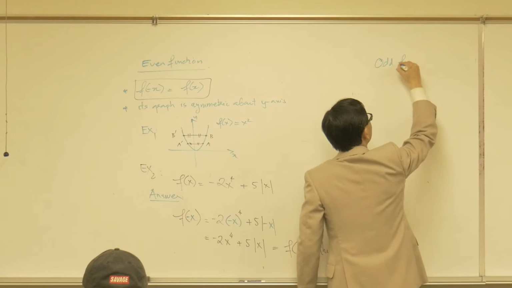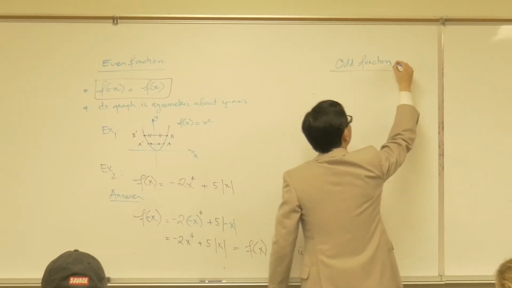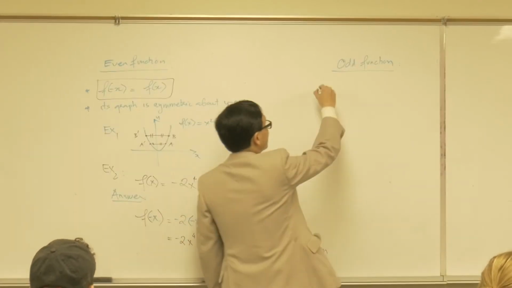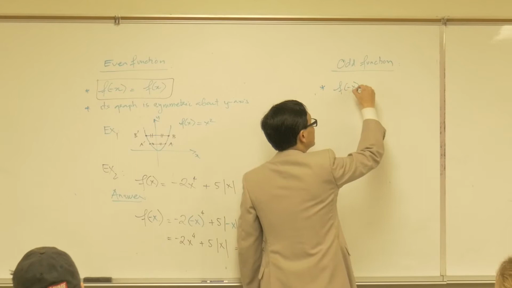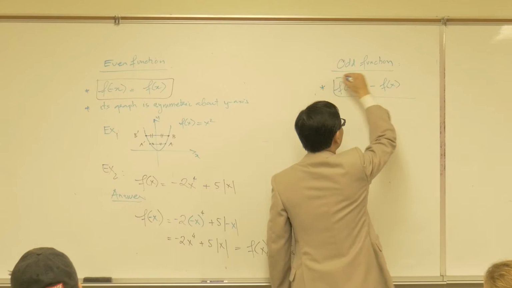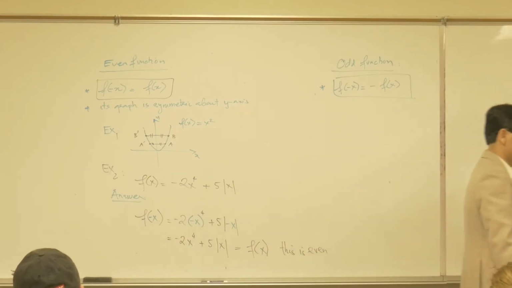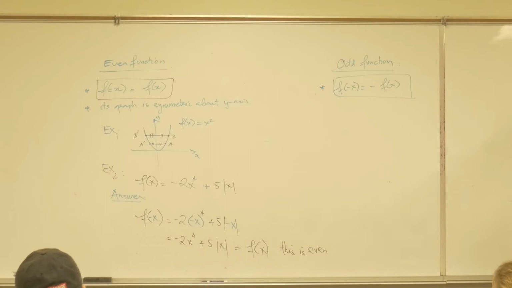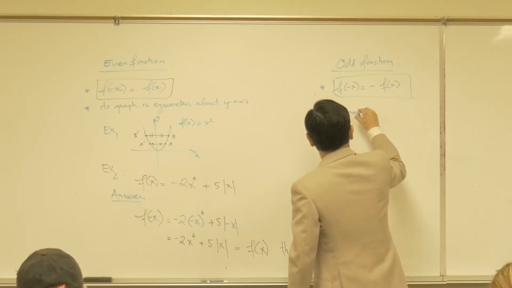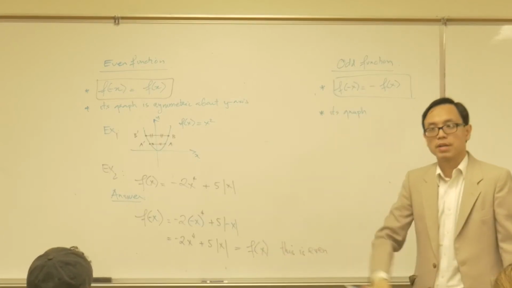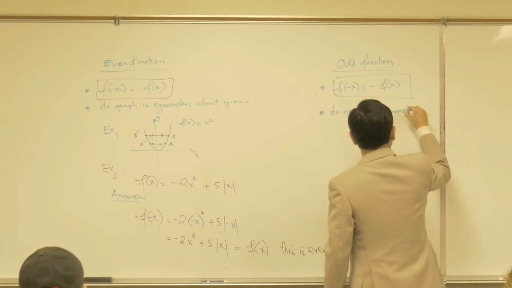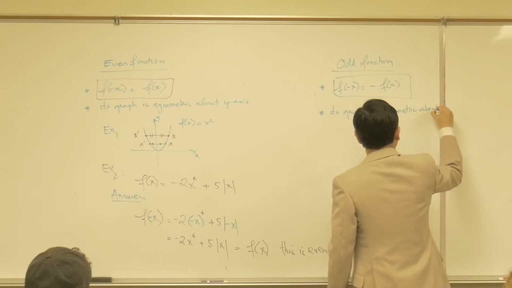And last time I also said that for an odd function, the condition is f of negative x equals negative f of x. That is for an odd function. And if a function is odd, then its graph is not symmetric about the y-axis anymore, but it's symmetric about the origin. It's symmetric about the origin.